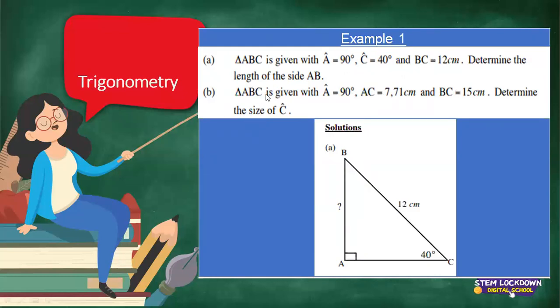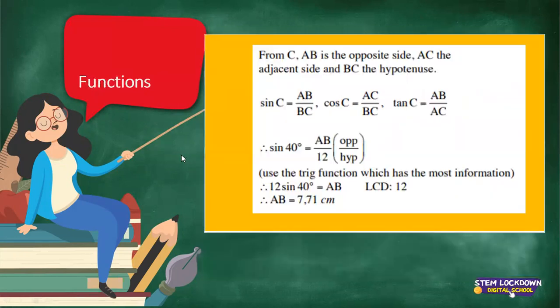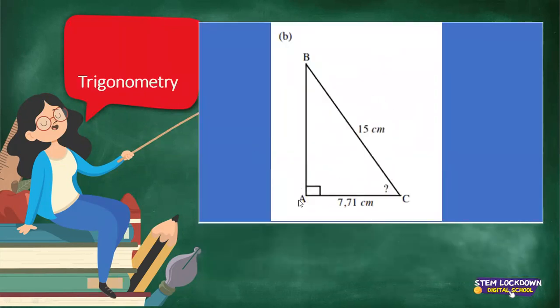To better deal with this, we sketch the triangle to illustrate it. We label the triangle, and from there we can see how to solve for the unknown. So we first sketch the triangle ABC and label our angle A as 90 degrees, our side AC as 7.71 centimeters, our side BC as 15 centimeters, and then we need to determine angle C. If you sketch that, you're going to have something like this, and we have to find angle C.